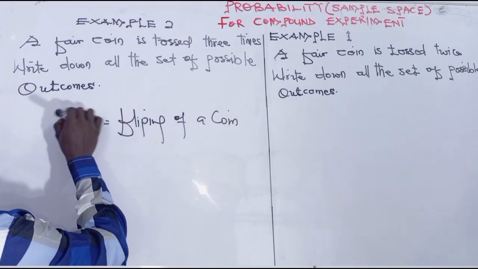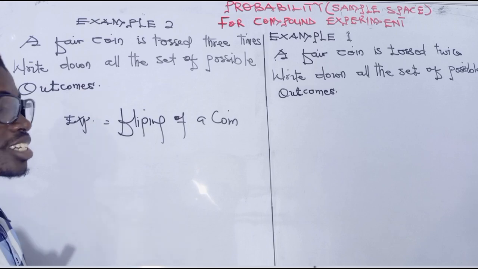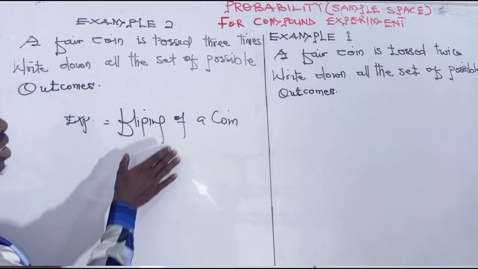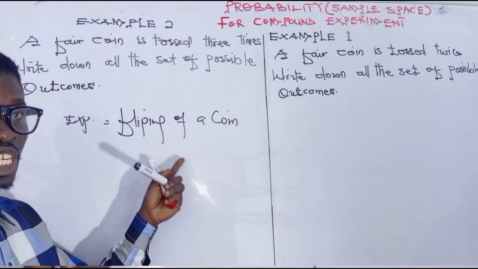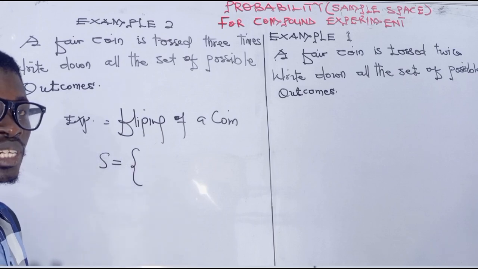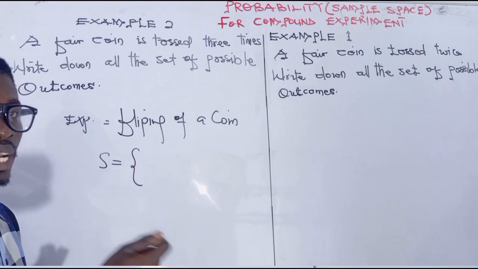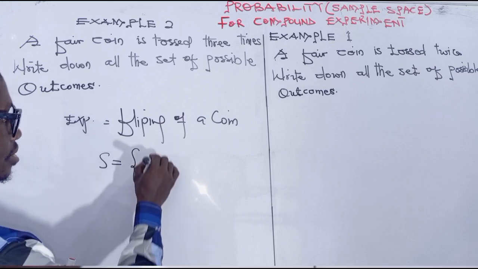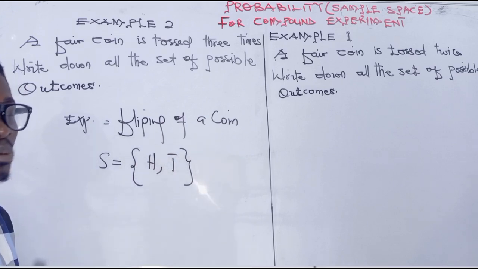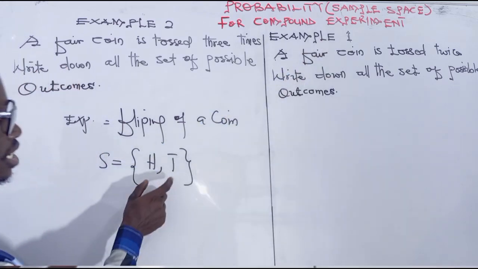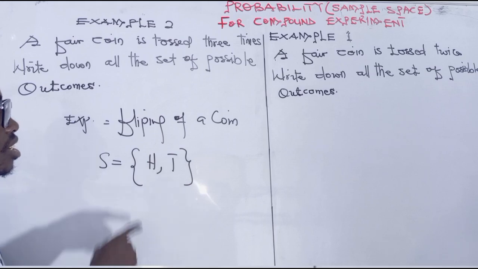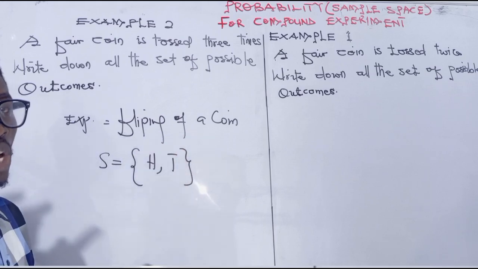So this becomes an experiment because the outcome cannot be predicted with certainty. When we are able to list all the possible outcomes for this experiment, it becomes the sample space. And we know that when we toss or flip a coin, we are either going to get a head or a tail. So the set of possible outcomes, which is the same as the sample space, is the head and the tail for flipping a coin.